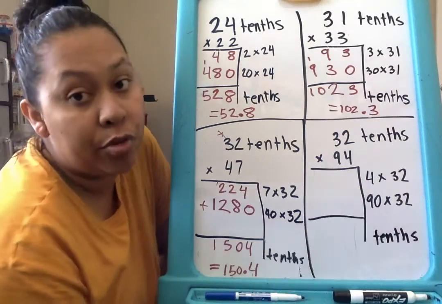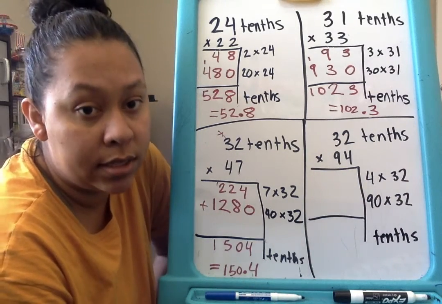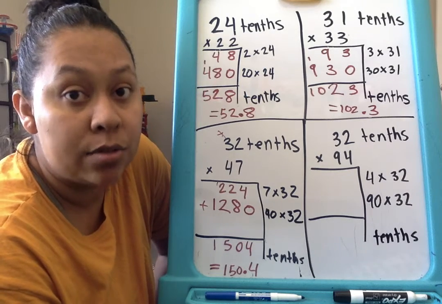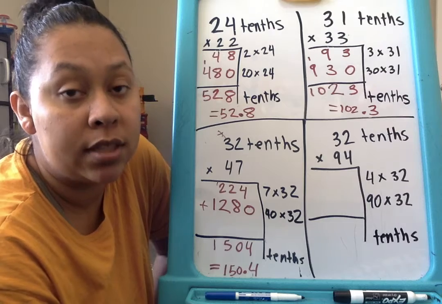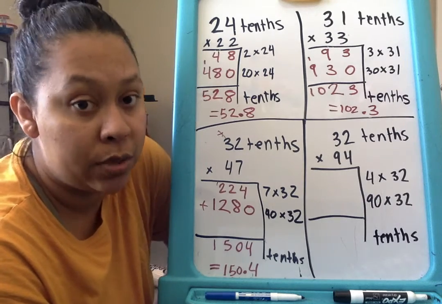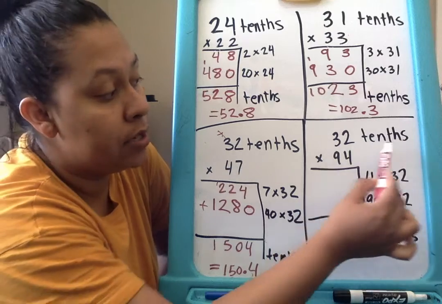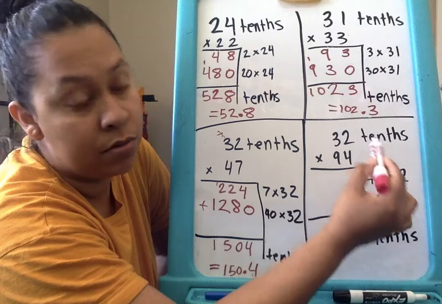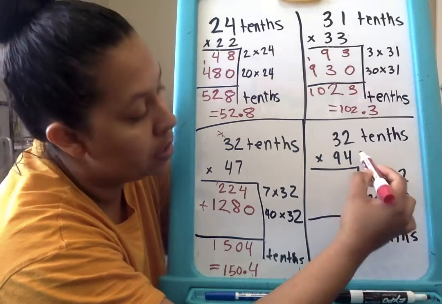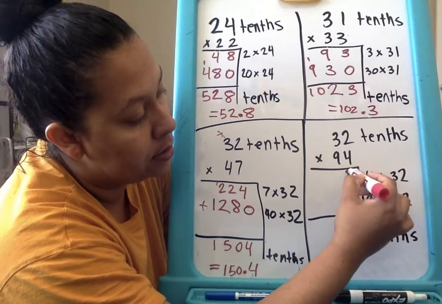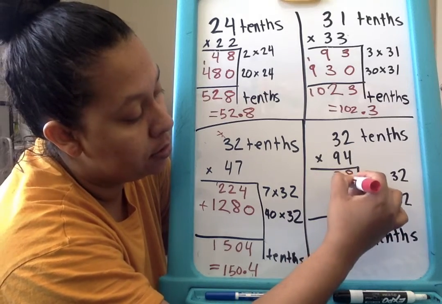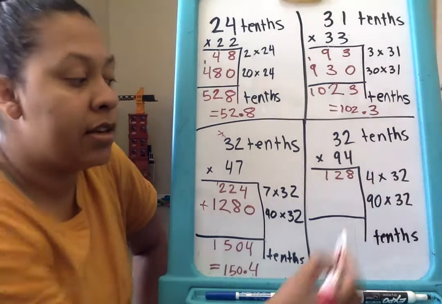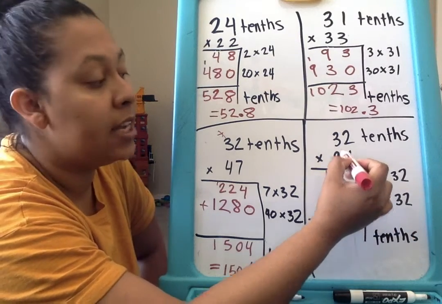So we have 3 decimal 2, 3 and 2 tenths, times 94. So we're writing 3 and 2 tenths in unit form, so all tenths, which makes 32 tenths. So now we have 32 tenths times 94. So first we have 4 times 32. 4 times 32. So 4 times 2 is, 4 times 3 is 128. So now we have 90 times 32.